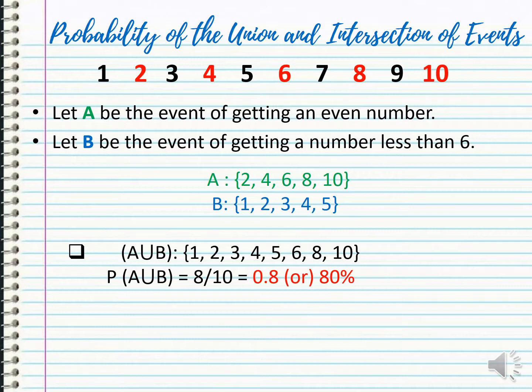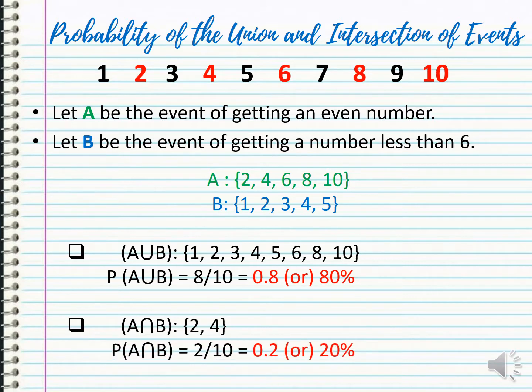Meaning, these events should have an even number and should also be less than 6. So we have 2 and 4. So 2 is an even number, which is less than 6. And 4 is also an even number and is also less than 6. Now that's 2 out of 10, right? So the probability of the intersection of A and B is 2 over 10 or 0.2 or 20%. Meaning, the probability of getting a number that is even and is less than 6 is 20% out of 100.